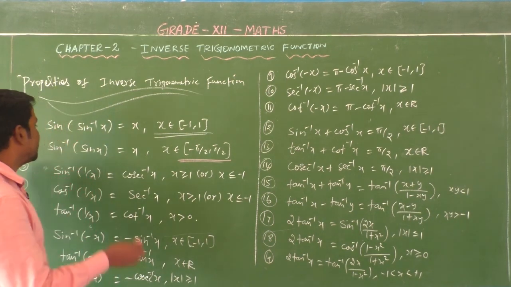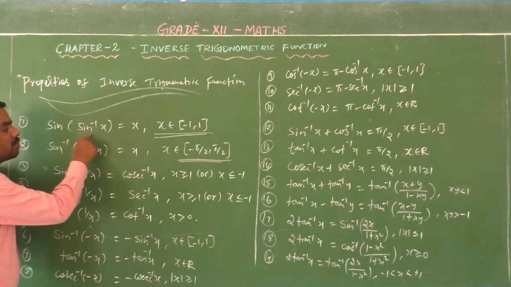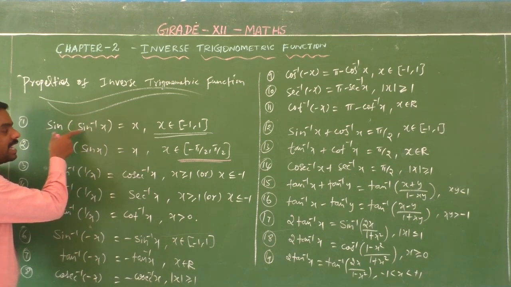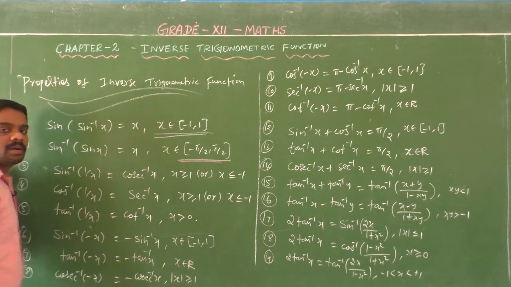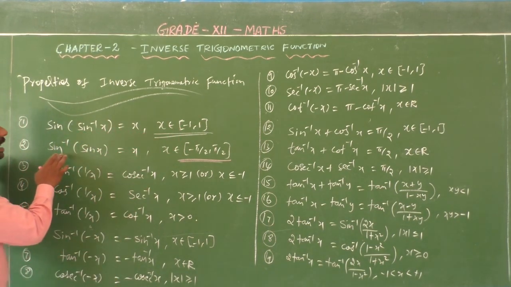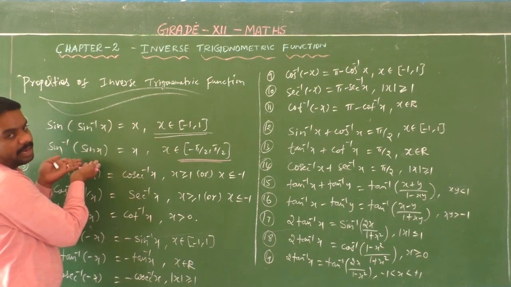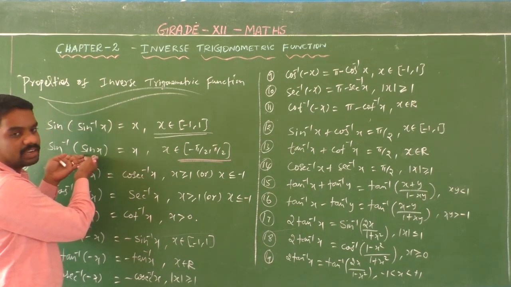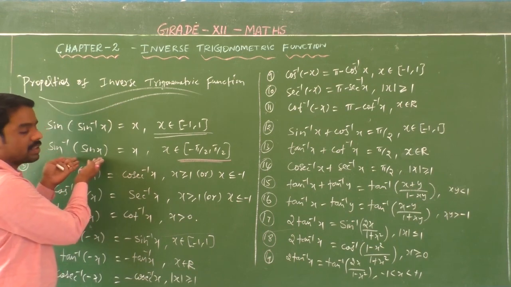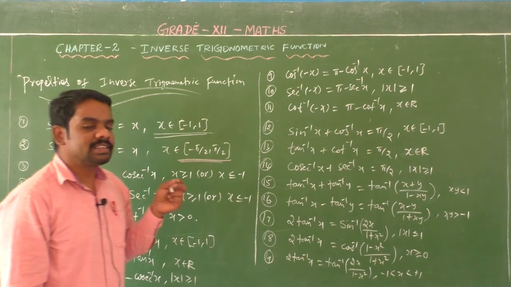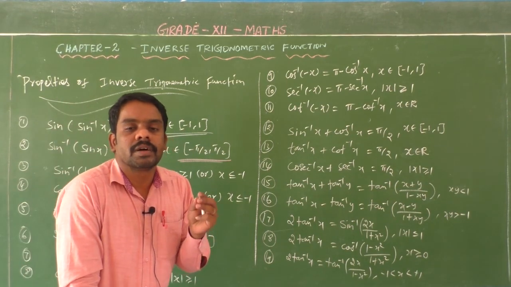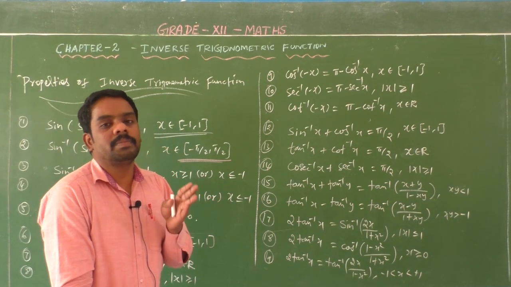Why, sir? Listen carefully. In the first formula, the function is sine theta, where the value inside is considered as theta. So the range of the sine theta function is minus 1 comma plus 1. But in the second one, it is sine inverse of y form. So let us consider y equal to sine x. So sine inverse y, the range of sine inverse x form, is the closed interval of minus pi by 2 comma plus pi by 2.